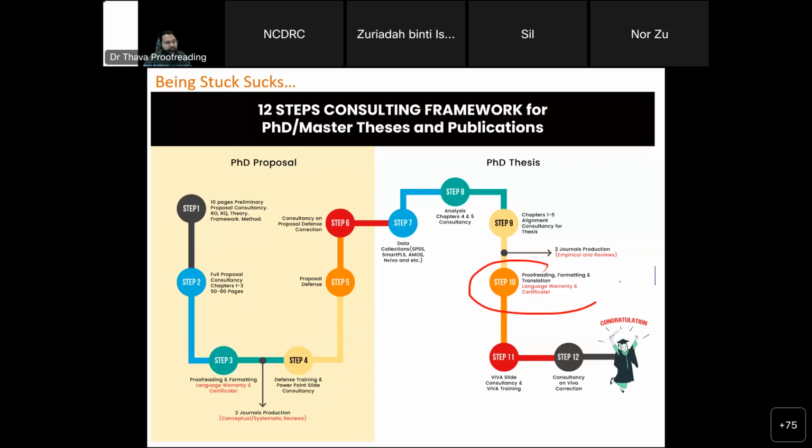Here again, this proofreading is very important. When you give to external examiners, you want to make sure the language and the structure, not formatting. I'm not talking about formatting. Formatting is easy stuff. I'm talking about the language flow must be perfect. Must be really perfect. Okay, and then prepare for your mock Viva.